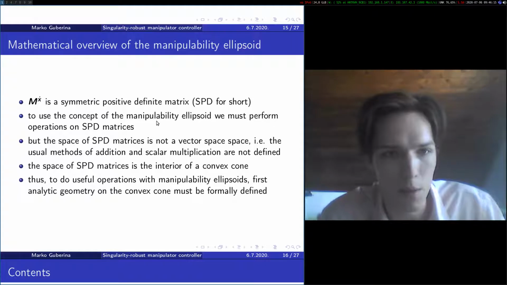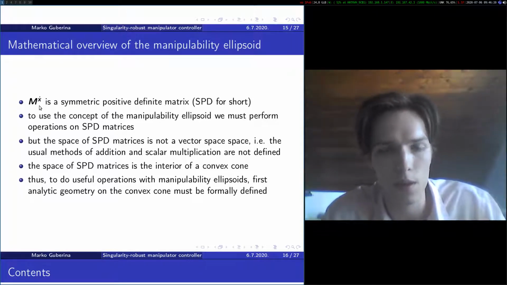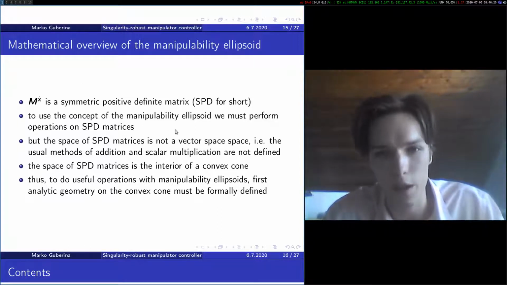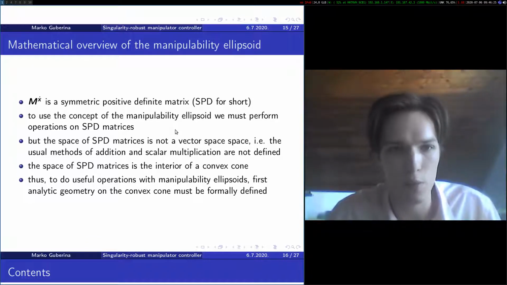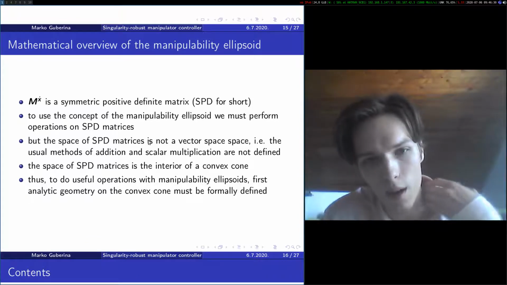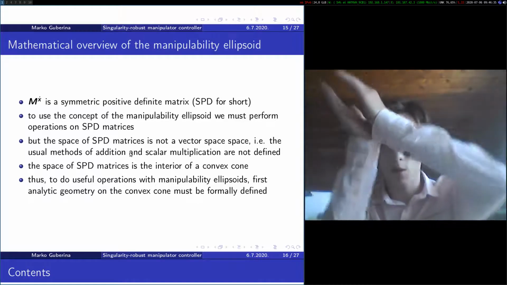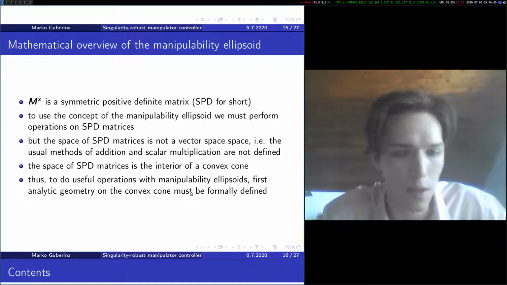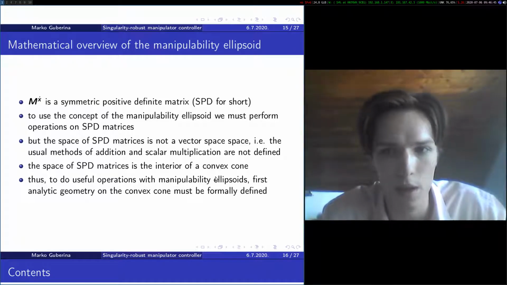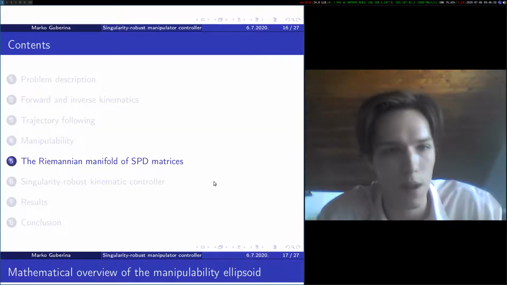Now the problem with this approach is that the space of symmetric positive definite matrices, which define the manipulability ellipsoids, does not form a vector space, meaning that we cannot add two of them together and have the result also be an SPD matrix. However, what we do have is the fact that SPD matrices form a cone in space, meaning that all possible ellipsoids live on the cone. And then what we do is we define differential geometry on the cone so that we can compare different ellipsoids.